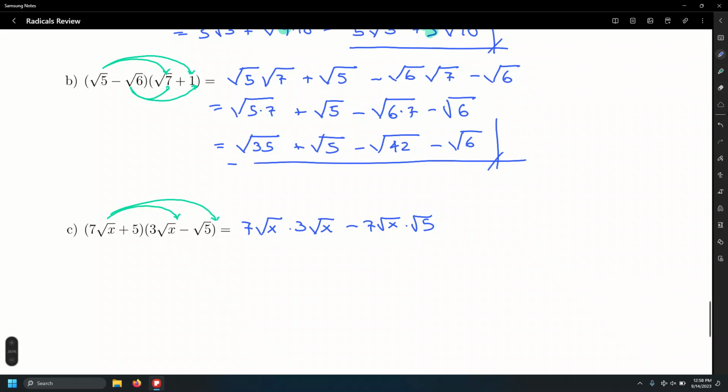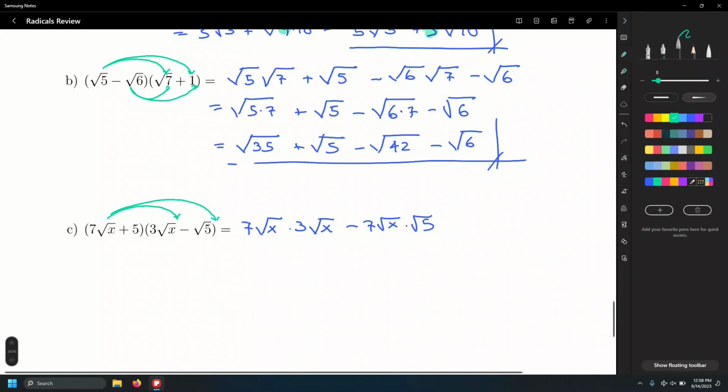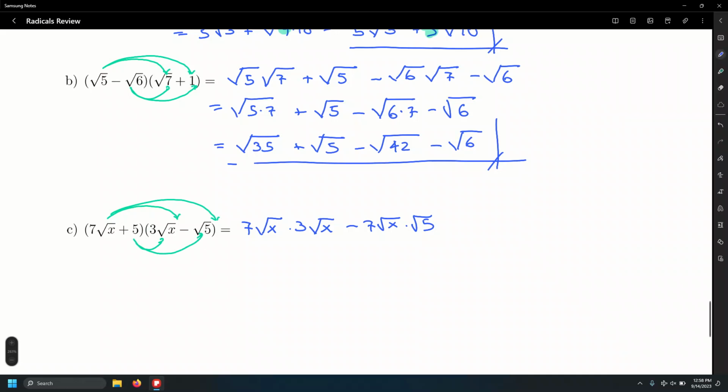Let's do the second part of the foiling here. That'll be, so that's 5 times, plus 5 times 3 root of x minus 5 root of 5. And well, that's as far as expanding this product.